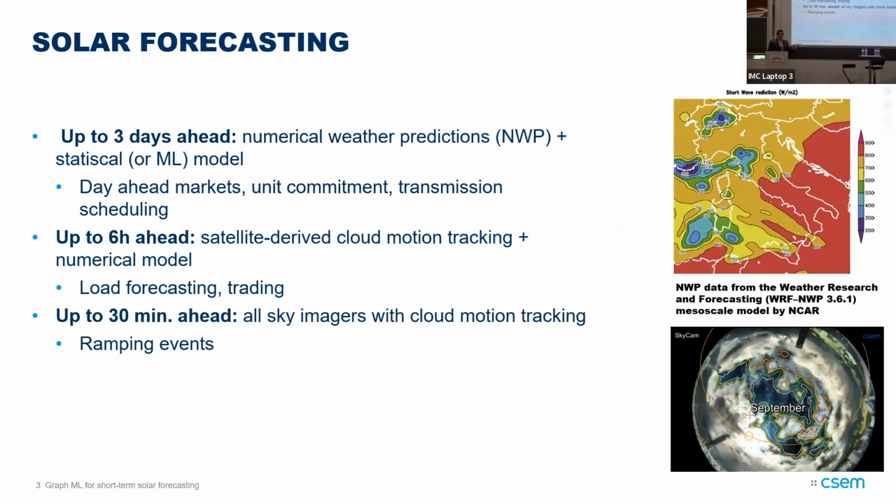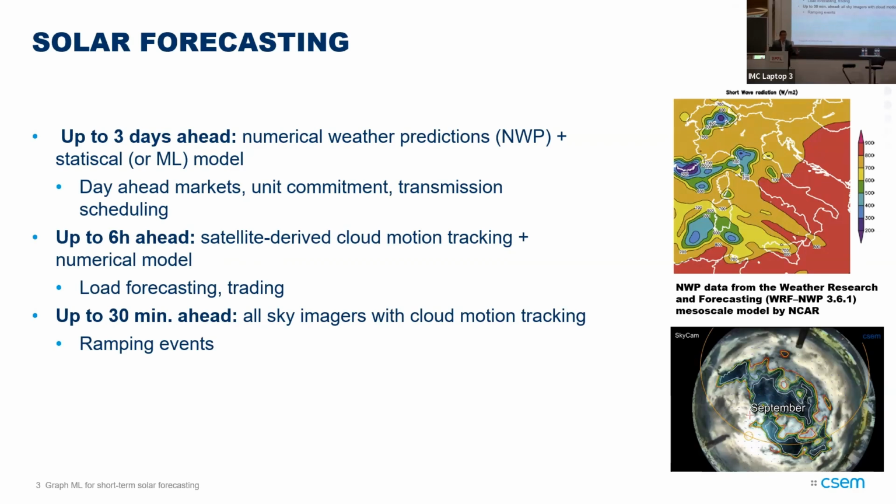Now, for a shorter-term horizon, up to 6 hours ahead, mainly intraday operations, the state of the art is combining satellite images with cloud motion tracking and feeding that to numerical weather models. Main applications are load forecasting and, of course, trading of energy and power.